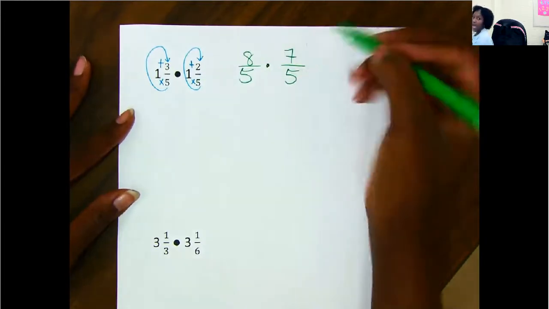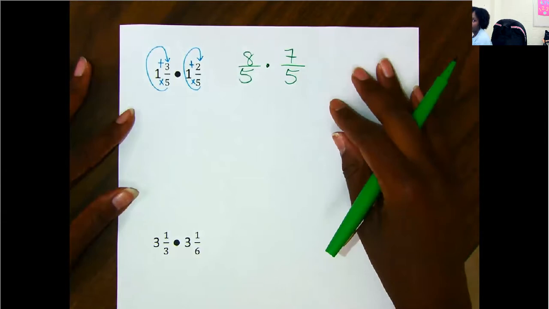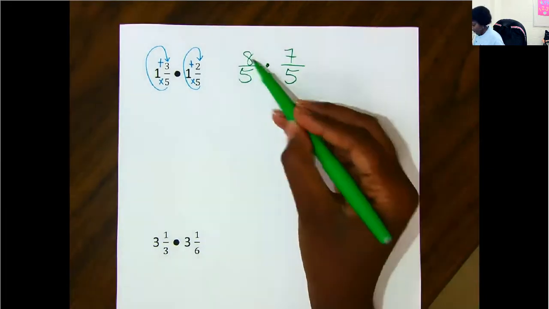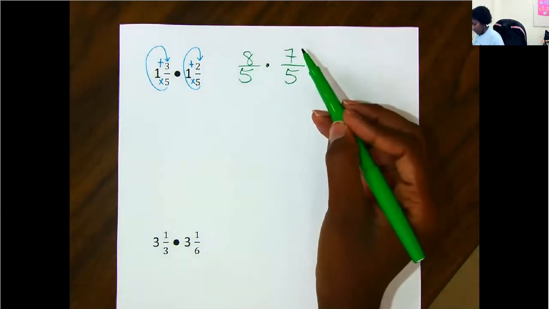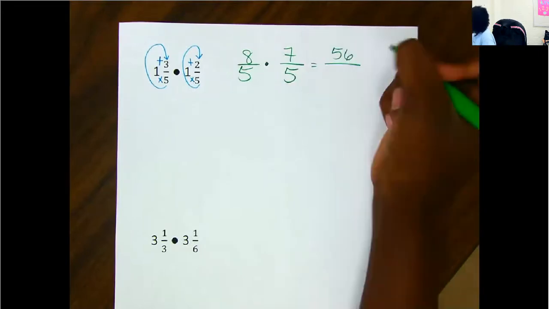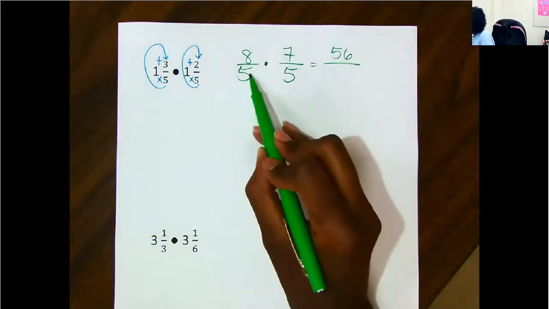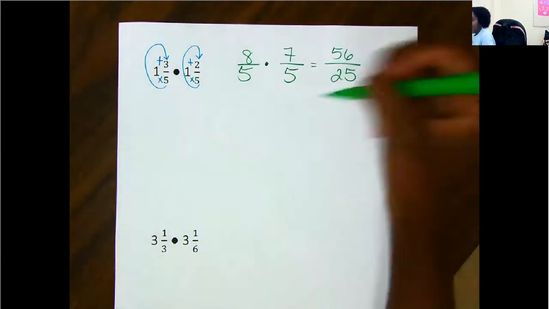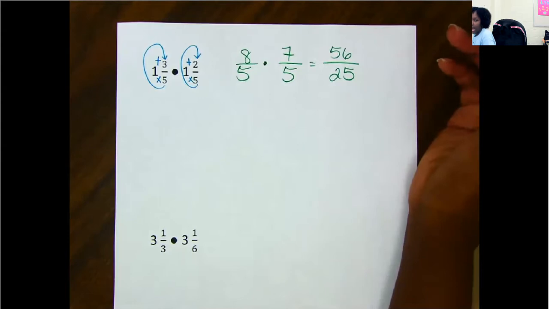So now I have an improper fraction, and I can just multiply straight across. If I start with my numerator, I have 8 times 7, which will give us 56. And then I'm going to take care of my denominators. 5 times 5, 25. Okay? I have now multiplied my fraction, but I'm not done. I still need to simplify.